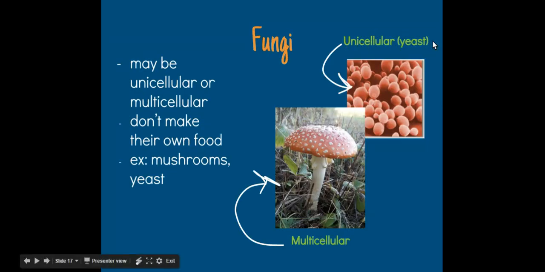In kingdom Fungi, you can have unicellular or multicellular organisms. Like you have a mushroom here, that's a multicellular organism, but yeast, which you would use to make bread with, is only unicellular. These organisms in kingdom Fungi cannot make their own food, which makes them heterotrophic. And like I mentioned before, they can be unicellular or multicellular.